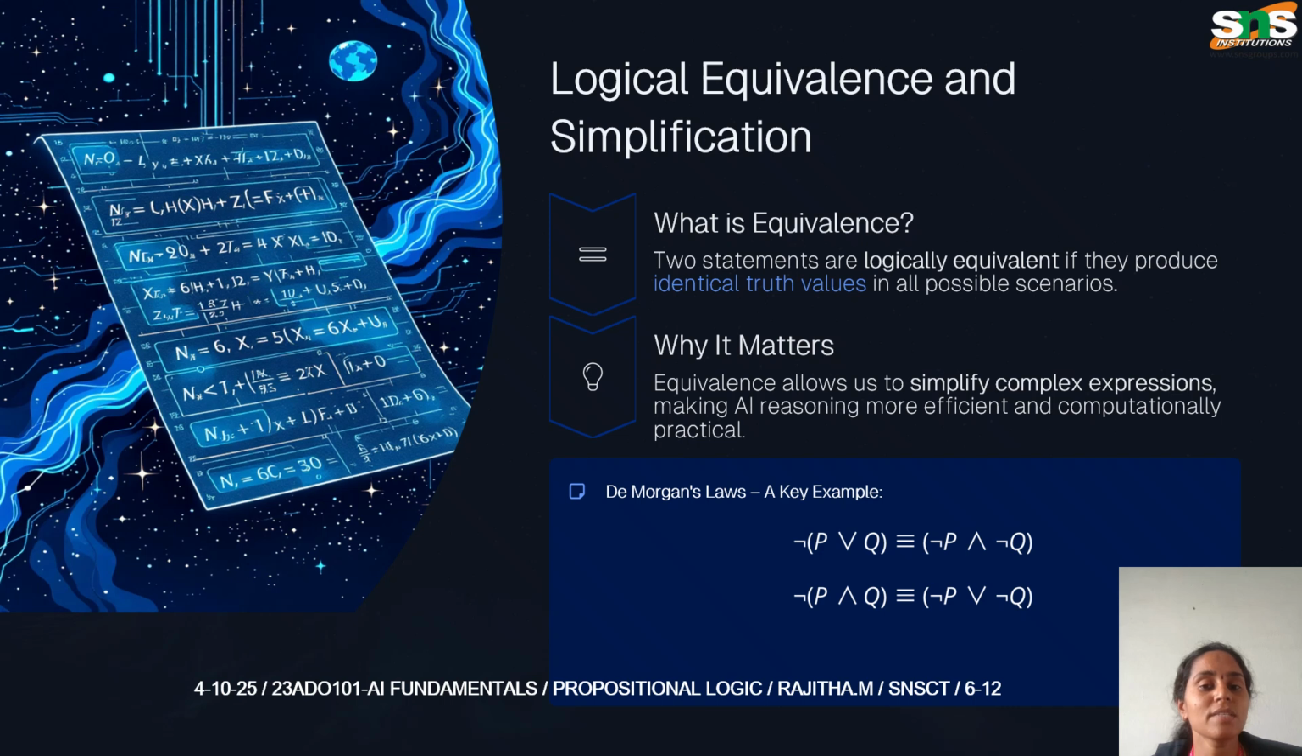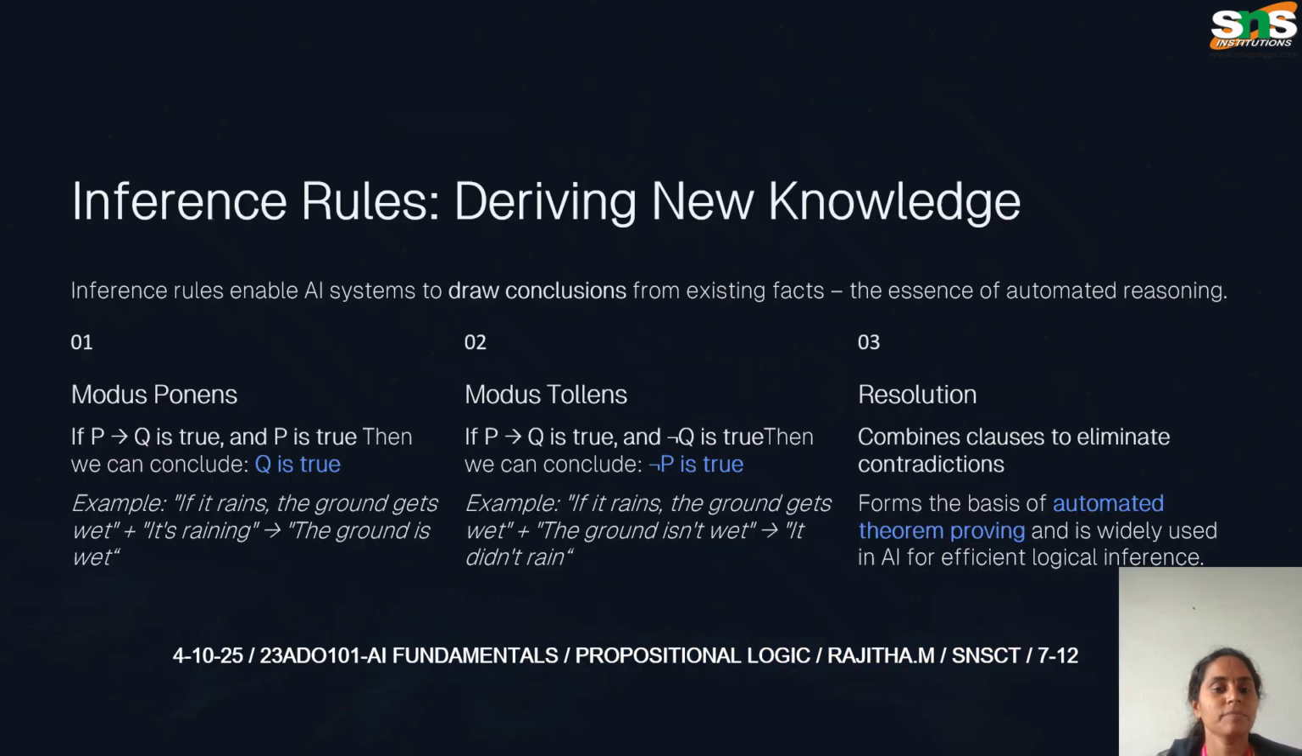Logical equivalence and simplification. Two statements are said to be logically equivalent when they always produce the same truth value. This is important because it allows AI systems to simplify complex expressions without changing their meaning. One famous rule for this is De Morgan's law, which helps convert expressions with not and or for easier computation. Simplifying logic helps AI reason faster and more efficiently.